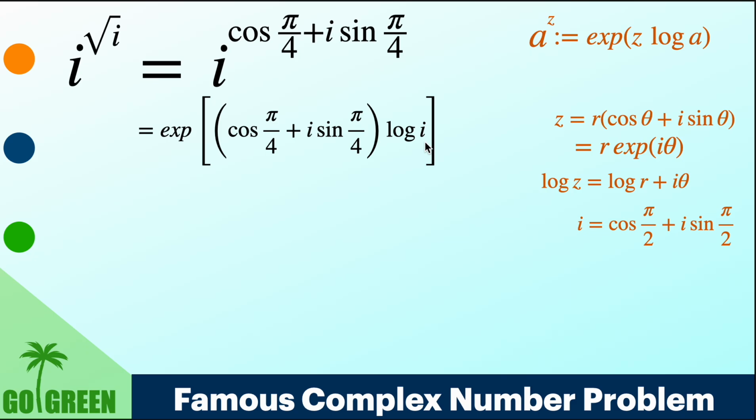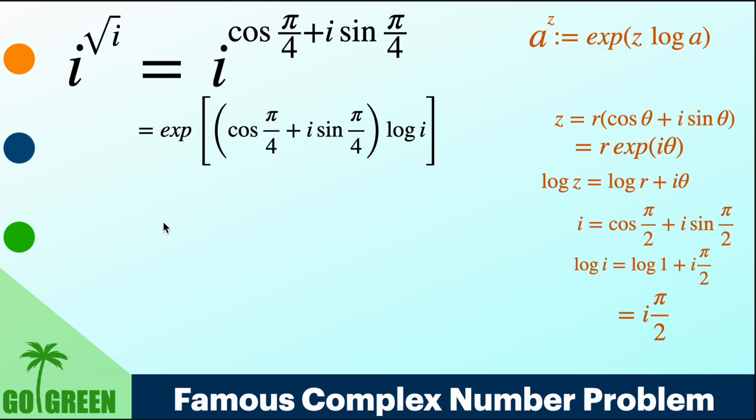So then we have i equal to cos pi by 2 plus i sin pi by 2. We have seen this in the previous slide, and therefore what is log i? Log i is log of r, where r is the modulus, and the modulus of i is 1, so this is log 1 plus i times theta. Theta is pi by 2, so i pi by 2, but log 1 is actually 0, so what you have is just i pi by 2.